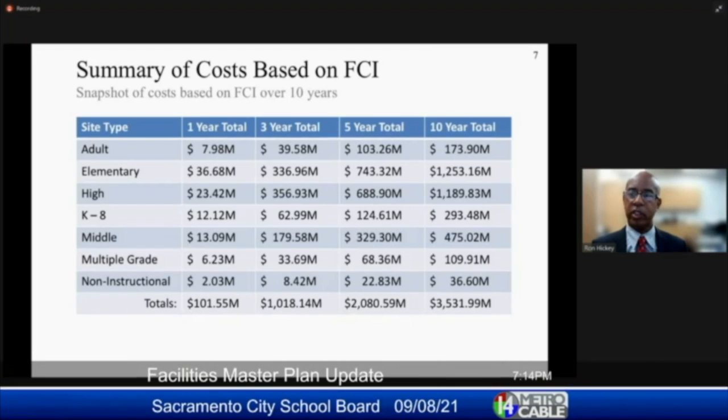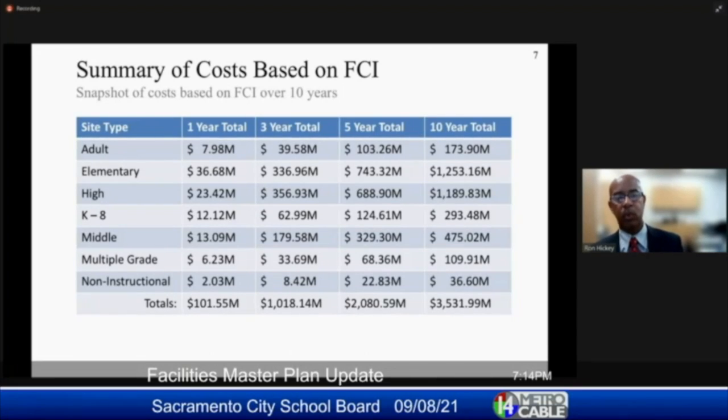So this facilities master plan is a tool that will inform and guide us into making the right facility decisions on how we spend the $750 million, knowing it's going to fall short of what we really need to bring all of our facilities to a high performance school standard.